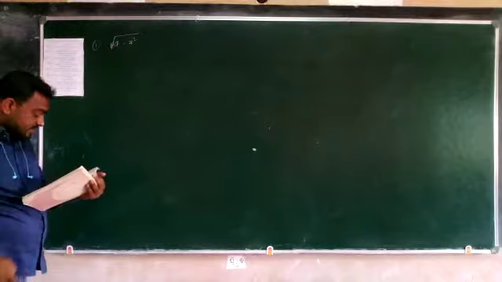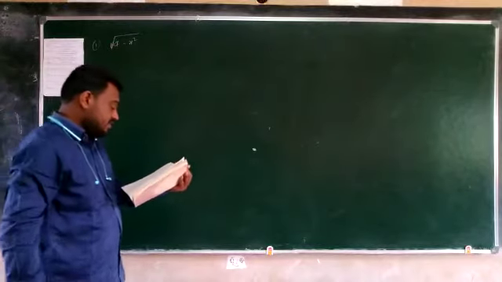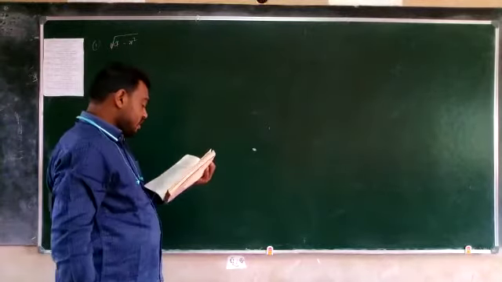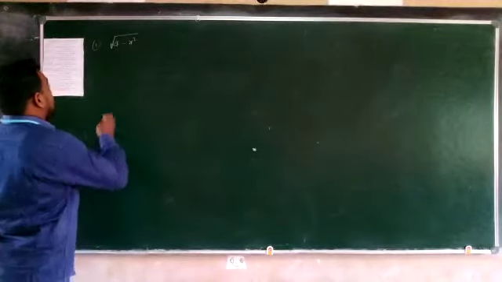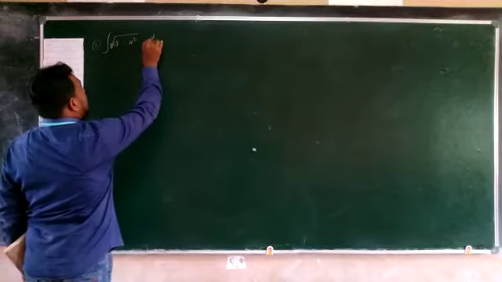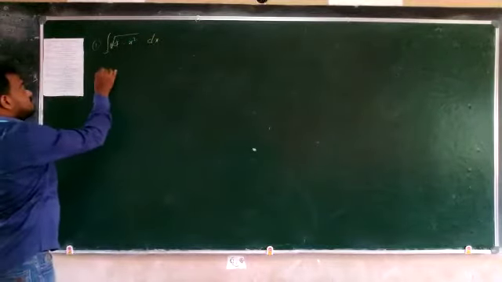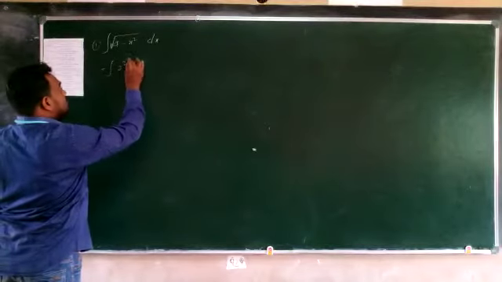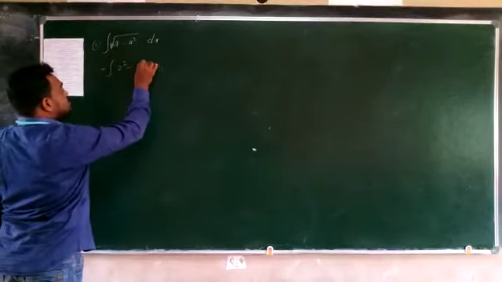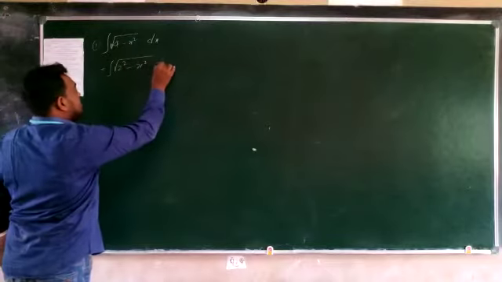Exercise 7.7. Integrate the functions in exercises 1 to 9. First question, square root of 4 minus x square. So we are finding the integration of square root of 4 minus x square. This is equal to the integration of, I am writing 2 square, 2 square is equal to 4, minus x square as it is, square root.